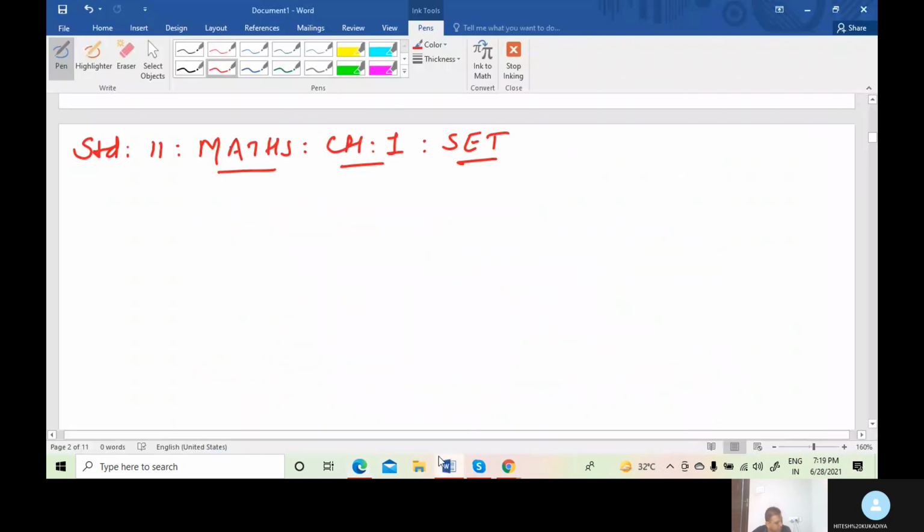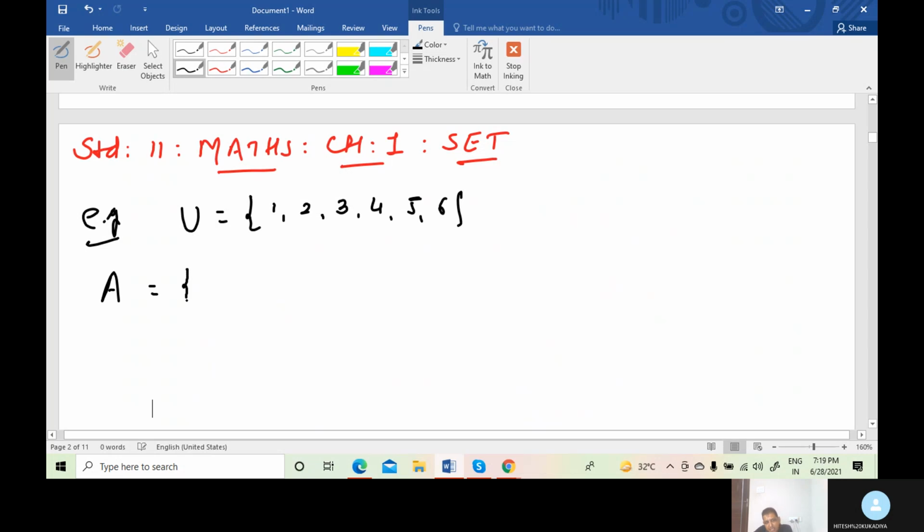Okay, look at your notebook. First, an example. Suppose the universal set U equals {1, 2, 3, 4, 5, 6}. Now we give the set A = {1, 3, 5, 6}, right?